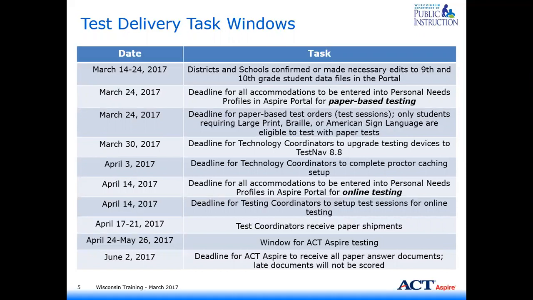And then April 24th through May 26th will be the window for ACT Aspire testing. And then right after that, June 2nd will be the deadline for ACT Aspire to receive all paper answer documents. Late documents will not be scored, so you want to make sure that you get any of your paper shipments returned right at the end of your testing window so that they are received by that June 2nd deadline in order to get scored and reported.